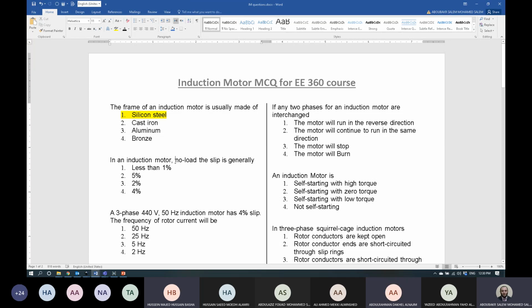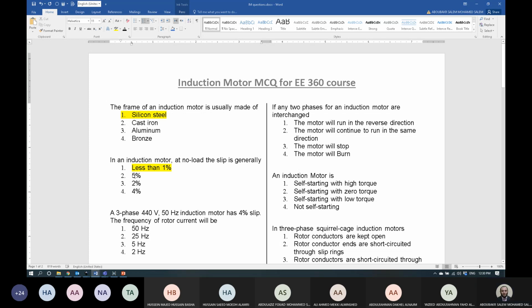Less than 1%. I think less than 1%. You are right. So the right answer is less than 1%. Of course, at full load speed, the slip is around 2%, 4%, like that. At no load speed, you have higher speed, so we expect to have a much lower slip.